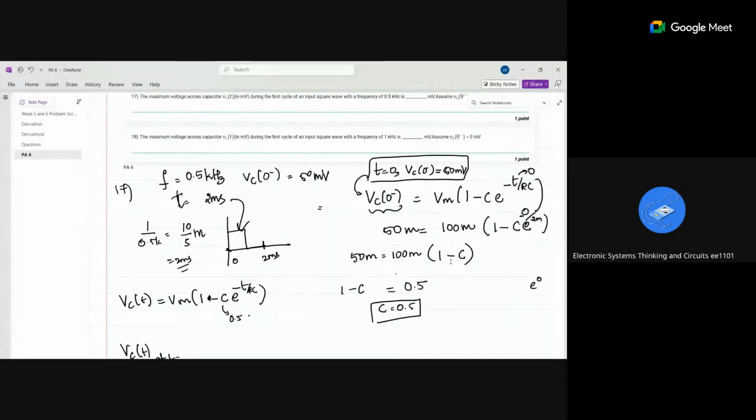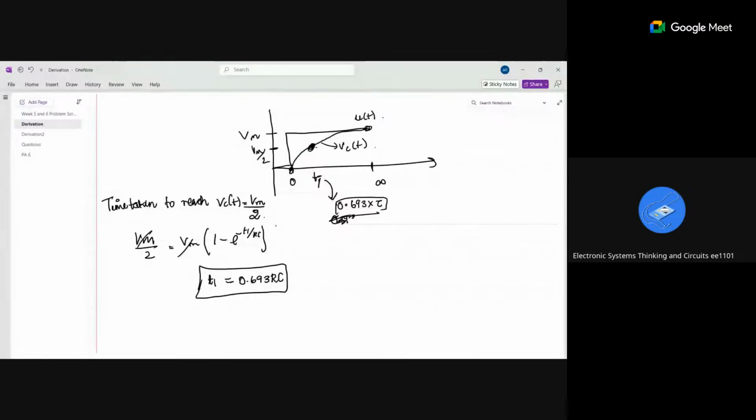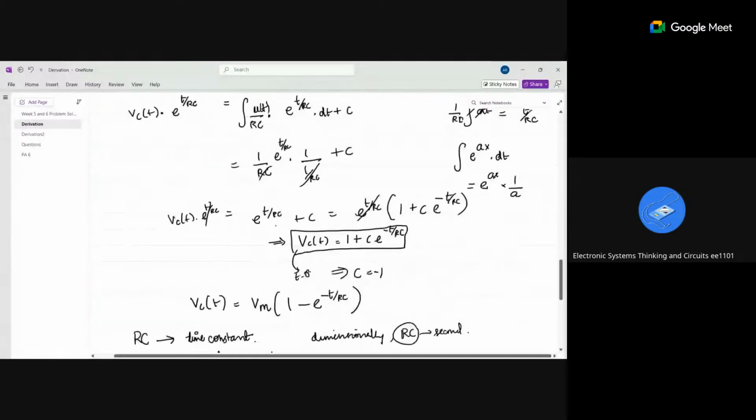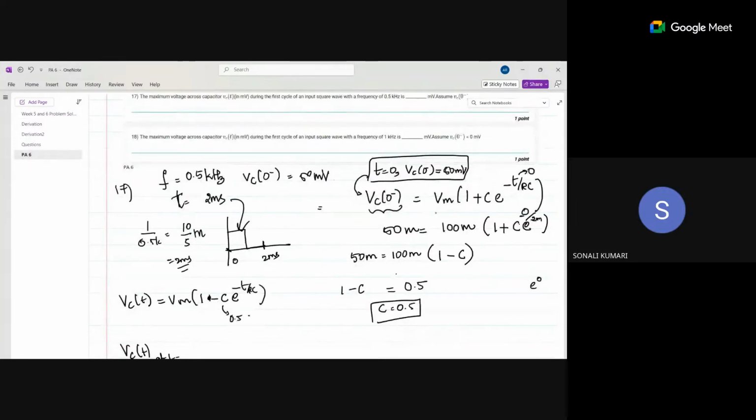Wait a minute. Actually, I confused that formula a little bit. It's actually 1 plus, right? In this derivation, this is the equation we are going to use. So C is equal to 1 minus 0.5.